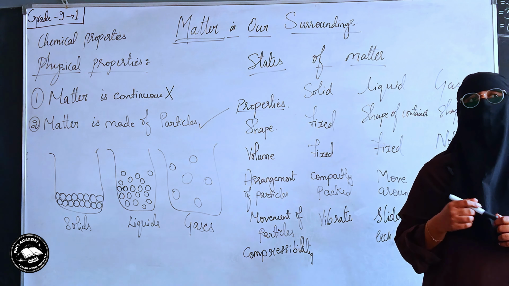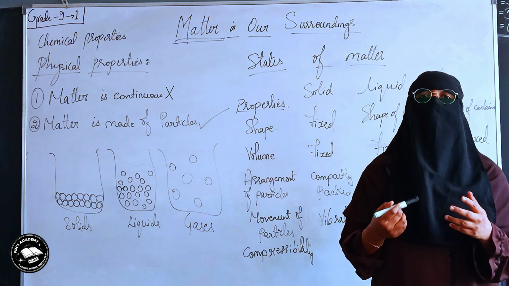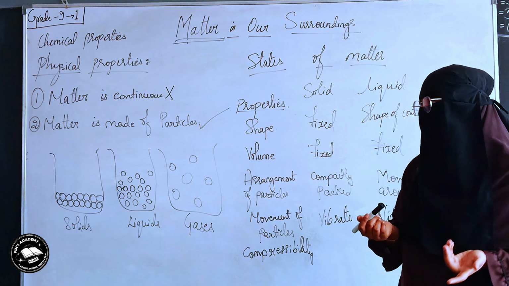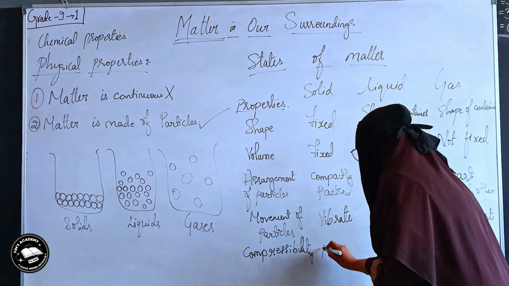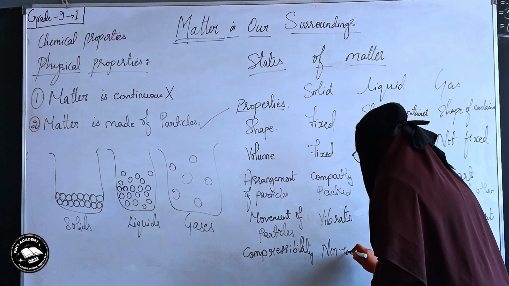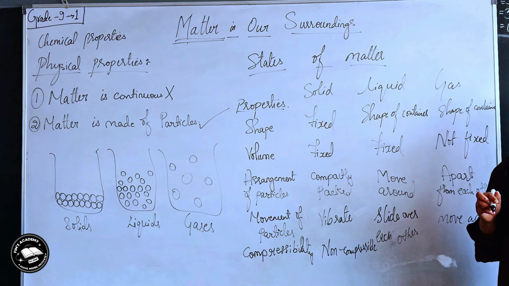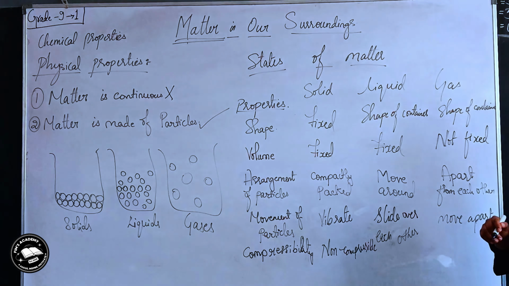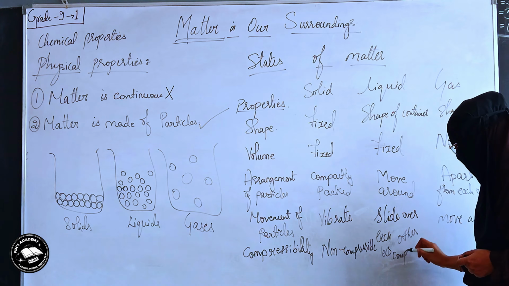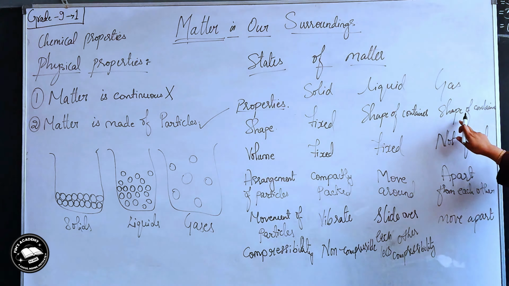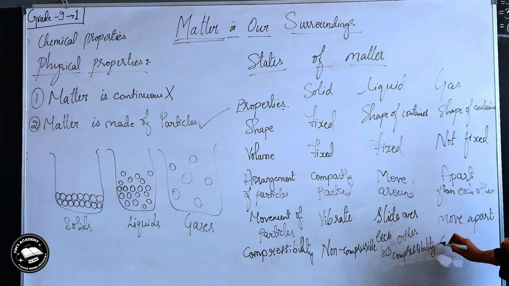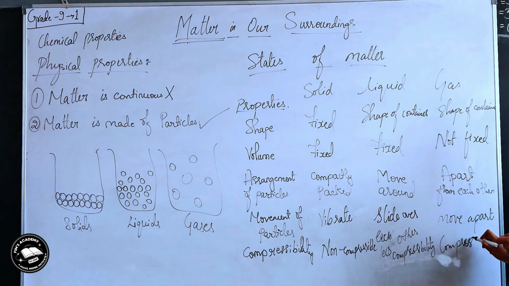For example, if I talk about metals, they are not at all compressible. I cannot compress them, so they are non-compressible. But if I talk about liquids, I can compress them up to a certain extent. If I talk about gases, they are more compressible. They are compressible in their nature.